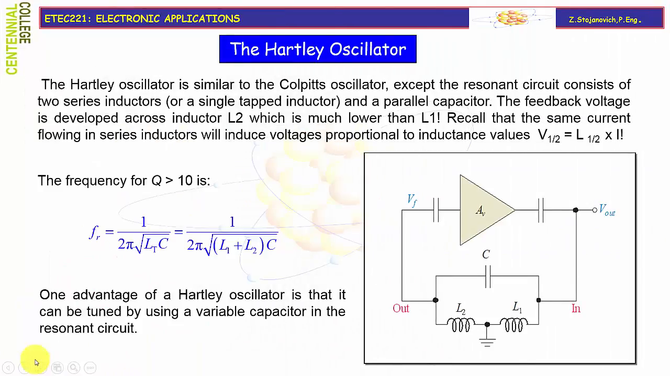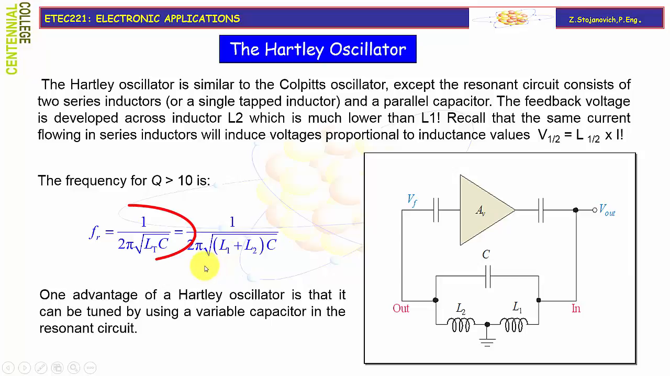The Hartley oscillator is similar to the Colpitts oscillator, except the resonance circuit consists of two series inductors, or a single tapped inductor, and a parallel capacitor. The feedback voltage is developed across inductor L2, which is much lower than L1. Recall that the same current flowing in series inductors will induce voltages proportional to inductance values. So V1 or 2 is equal to L1 or 2 times current flowing through those inductors.